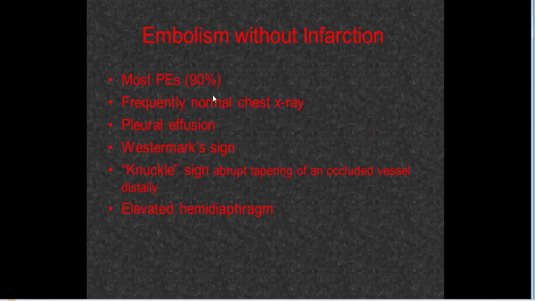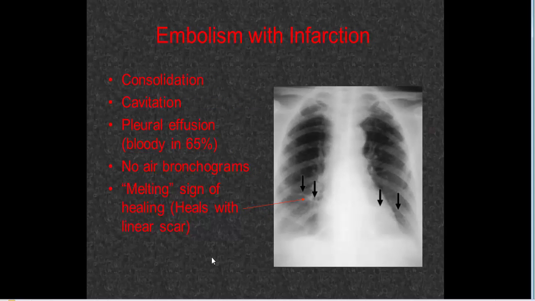Without infarction, most pulmonary emboli, 90%, are without infarction. There is frequently a normal chest X-ray; pleural effusion may be present, with Westermark sign, Knuckles sign, abrupt tapering of an occluded vessel distally, or elevated hemidiaphragm. Embolism with infarction presents with consolidation, cavitation, pleural effusion, bloody in 65%, no air bronchogram, and the melting sign of healing. It heals with a linear scar.